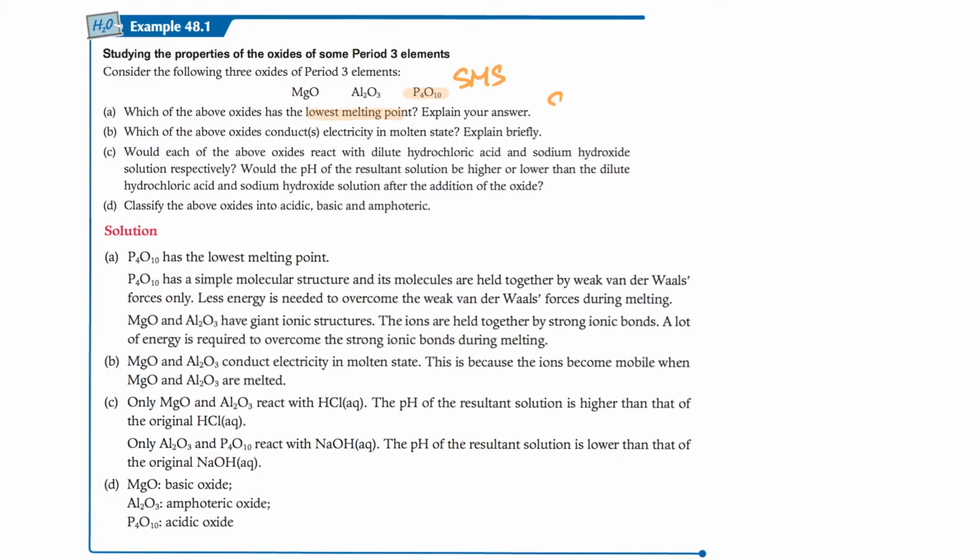Melting point must be related to structure and bonding, right? So we have SMS, that means van der Waals forces over there, and then we have an ionic compound, giant ionic structure, GIS. So therefore you have ionic bond. So obviously the oxide with the lowest melting point should be the SMS one, and the reason is because you have van der Waals forces holding molecules together. Next, which conducts electricity in molten state? Of course, it will be GIS because they have mobile ions in the molten state. The ions become mobile, so therefore they can conduct electricity.